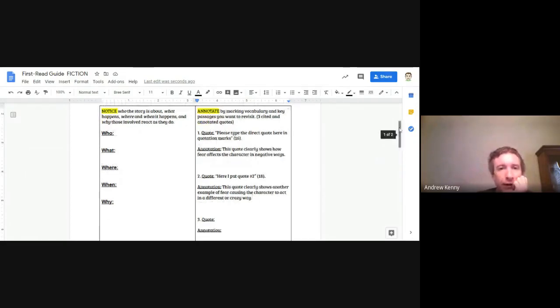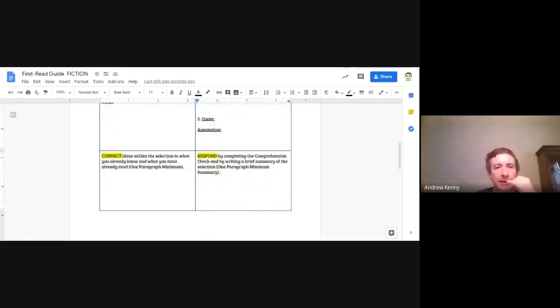Good. Number 3, third box, connect. Connect ideas within the selection to what you already know and what you have already read. I just need a paragraph minimum, connecting this story to anything in your life.